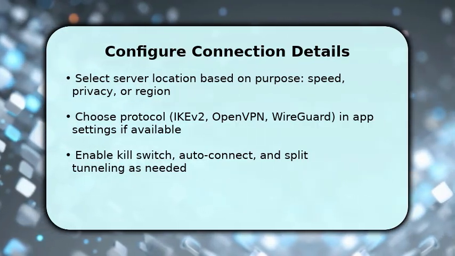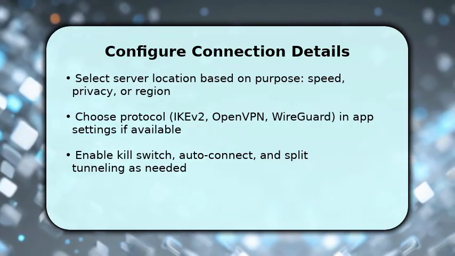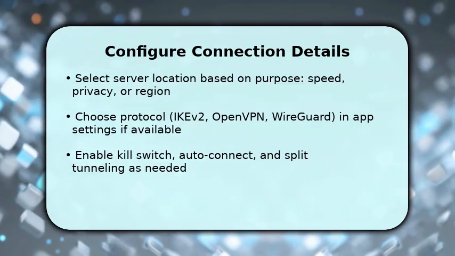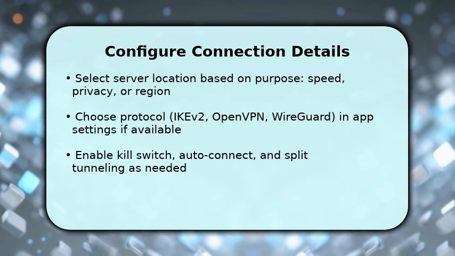If you want selective routing, set split tunneling so only chosen apps use the VPN. This saves bandwidth and preserves local access.